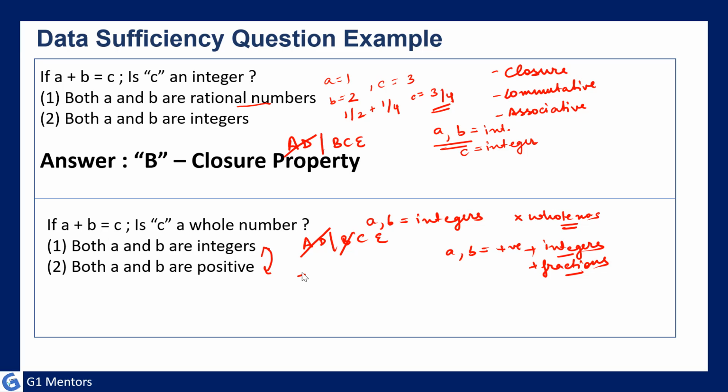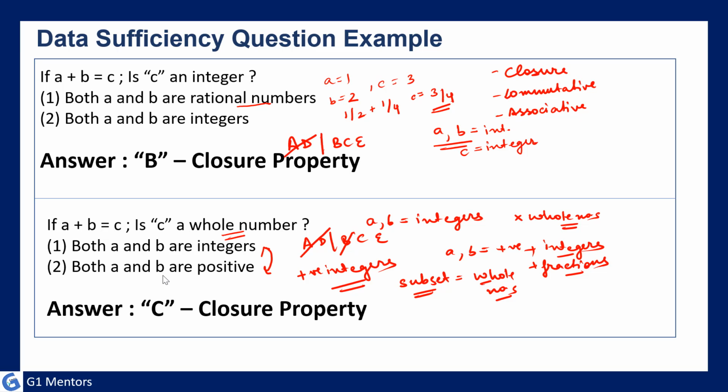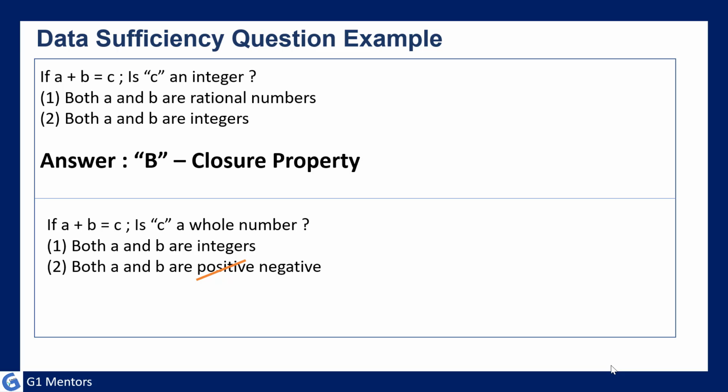Both a and b are positive integers, which is a subset. Positive integers are nothing but whole numbers. So if a and b both are whole numbers, c has to be a whole number. So the answer choice to this is C, under the closure property of numbers. Clear? So these kinds of data sufficiency questions come up where the various properties of numbers are tested.